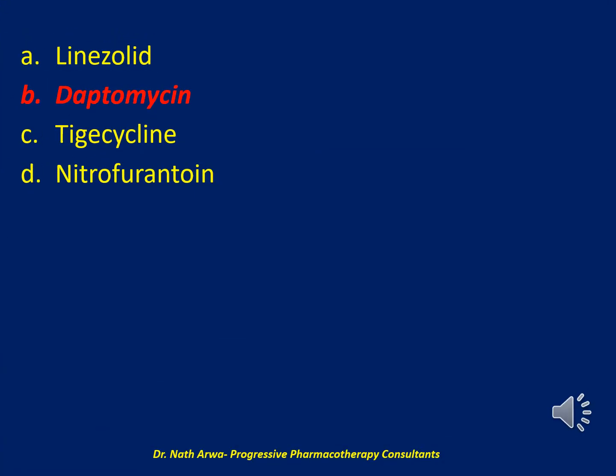And the correct answer is B. daptomycin. The patient has mucositis and nausea or vomiting, thus, an oral choice like nitrofurantoin would not be ideal. There is typically a desire for more systemic treatment in patients with neutropenia, and nitrofurantoin is not a systemic antibiotic, therefore answer D is incorrect.